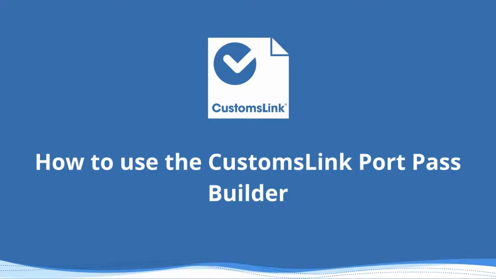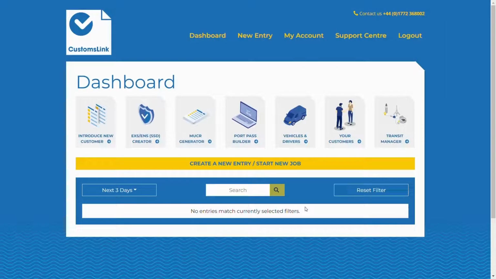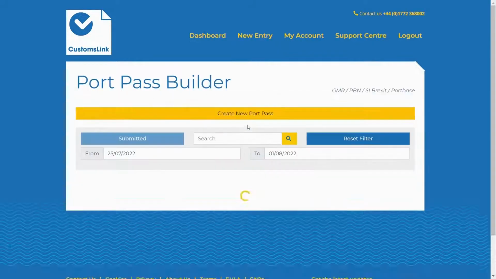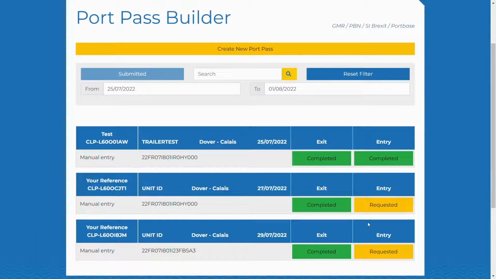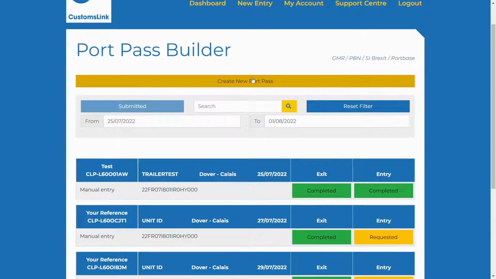We are now going to go through the Port Pass Builder. To access the Port Pass Builder dashboard, simply select Port Pass Builder from the CustomsLink dashboard. This is where you will be able to see your previous Port Pass requests. Click on Create New Port Pass to create a new Port Pass request.